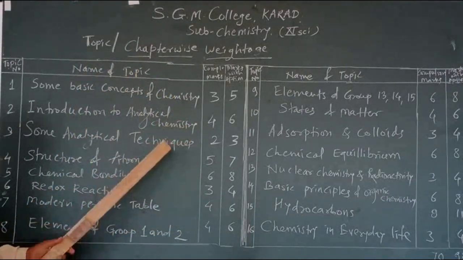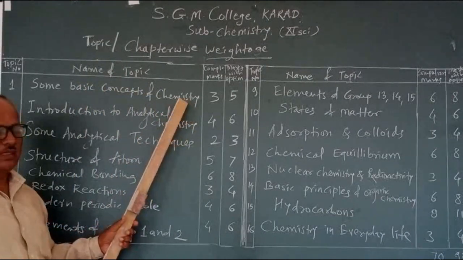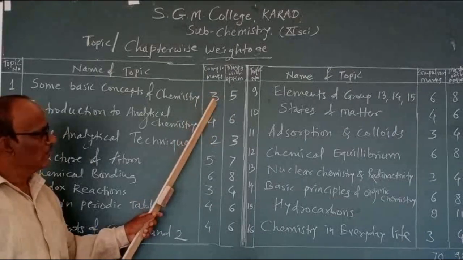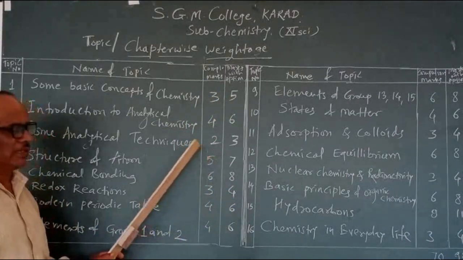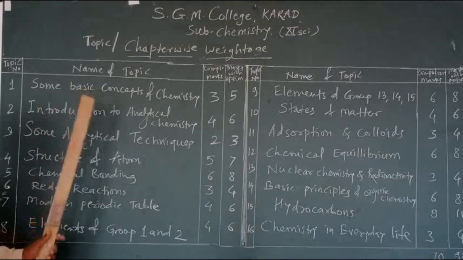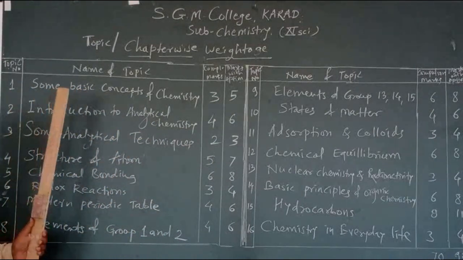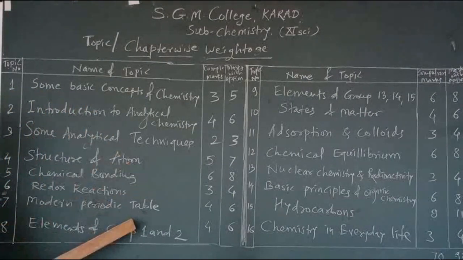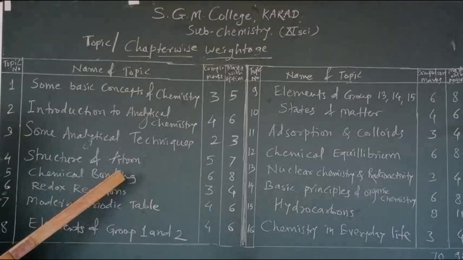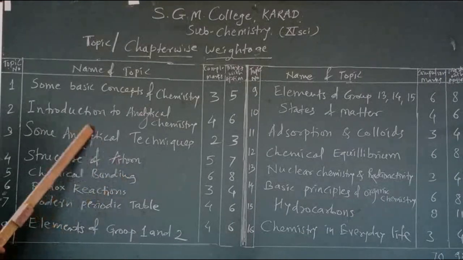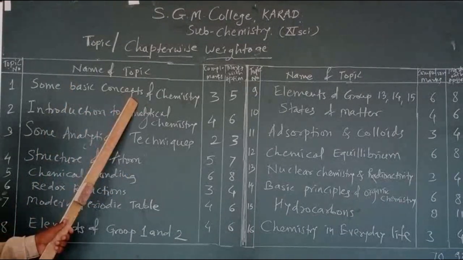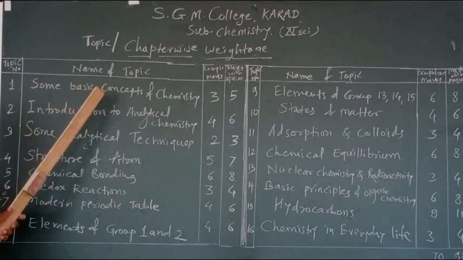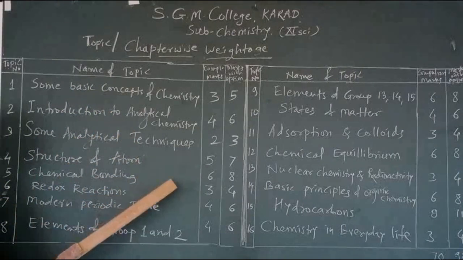Here weightage means on these topics the question will be asked for 3 or 5 marks. These indicate the marks for these topics. First we see that the first topic is some basic concepts of chemistry. In this topic there are properties of matter, SI unit, then laws of combinations. This part is included in some basic concepts of chemistry.